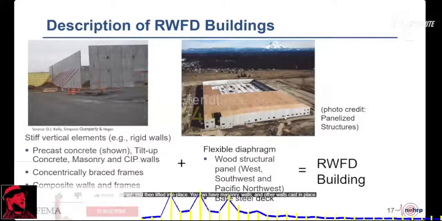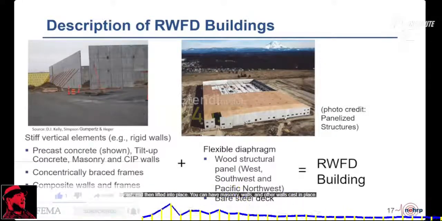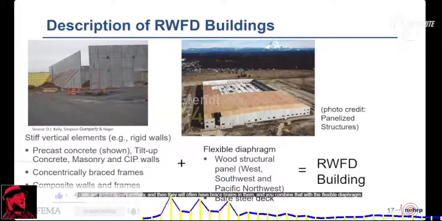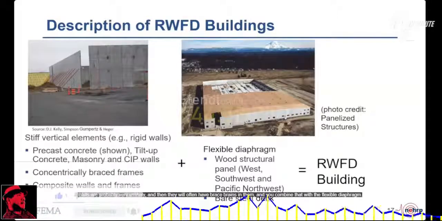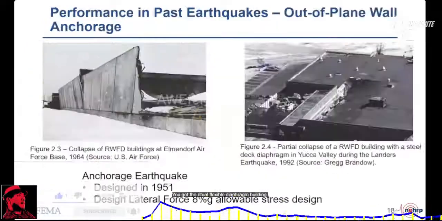You can have masonry walls and other walls. Cast-in-place walls are probably very unlikely. And then they will often have brace frames in them. And you combine that with the flexible diaphragm, you get the rigid wall flexible diaphragm building.